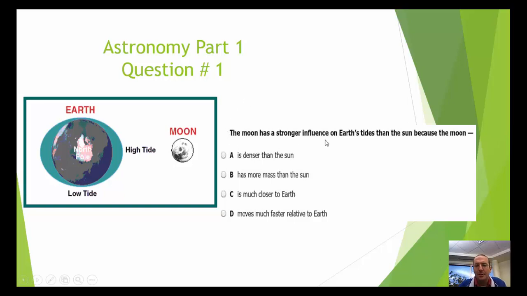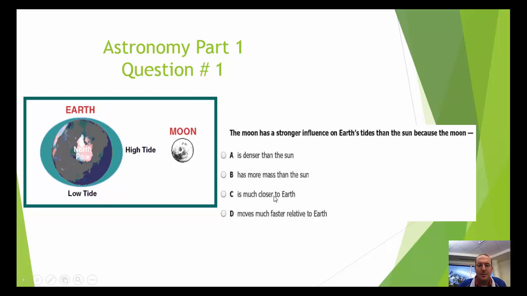The moon has a stronger influence on Earth's tides than the sun because the moon is A, denser than the sun. The moon is denser than the sun, and that is because it is all solid versus the sun, which is made of gas. Or B, has more mass than the sun. The moon is much less massive than the sun. We orbit around the sun, so that would be incorrect.